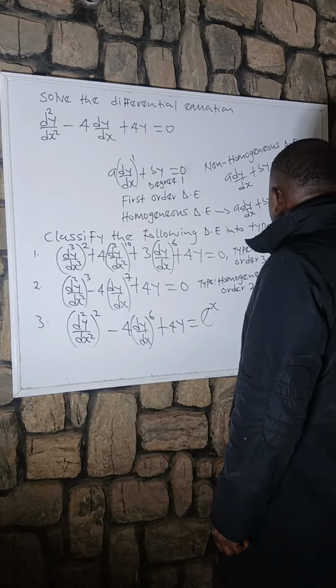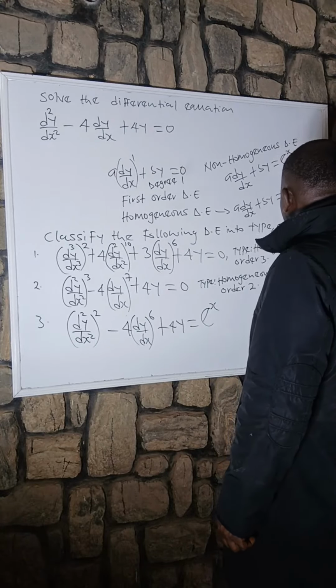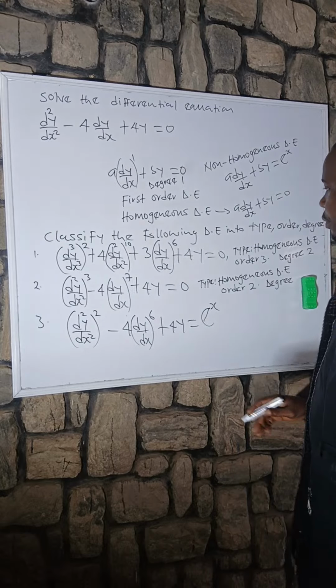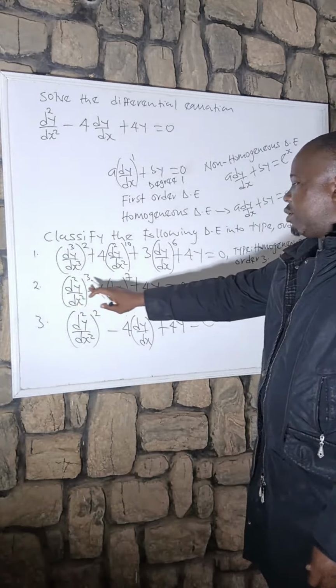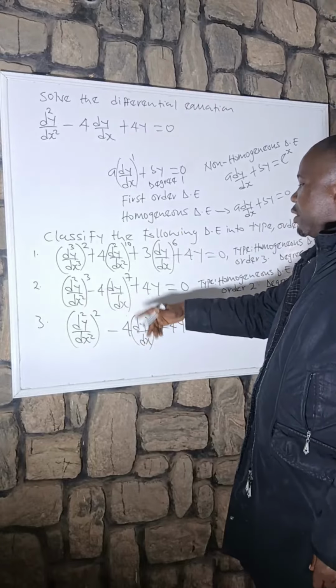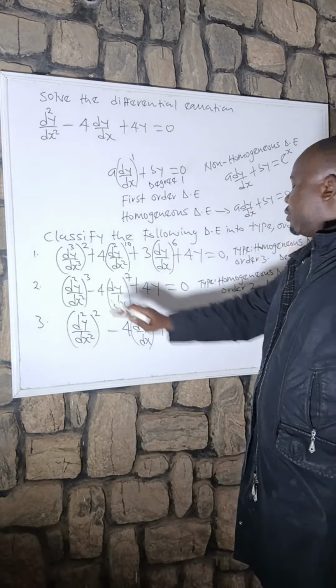Then let's consider the degree. Now the degree of this differential equation, you don't need a prophet to tell you. It's not 7, but 3.